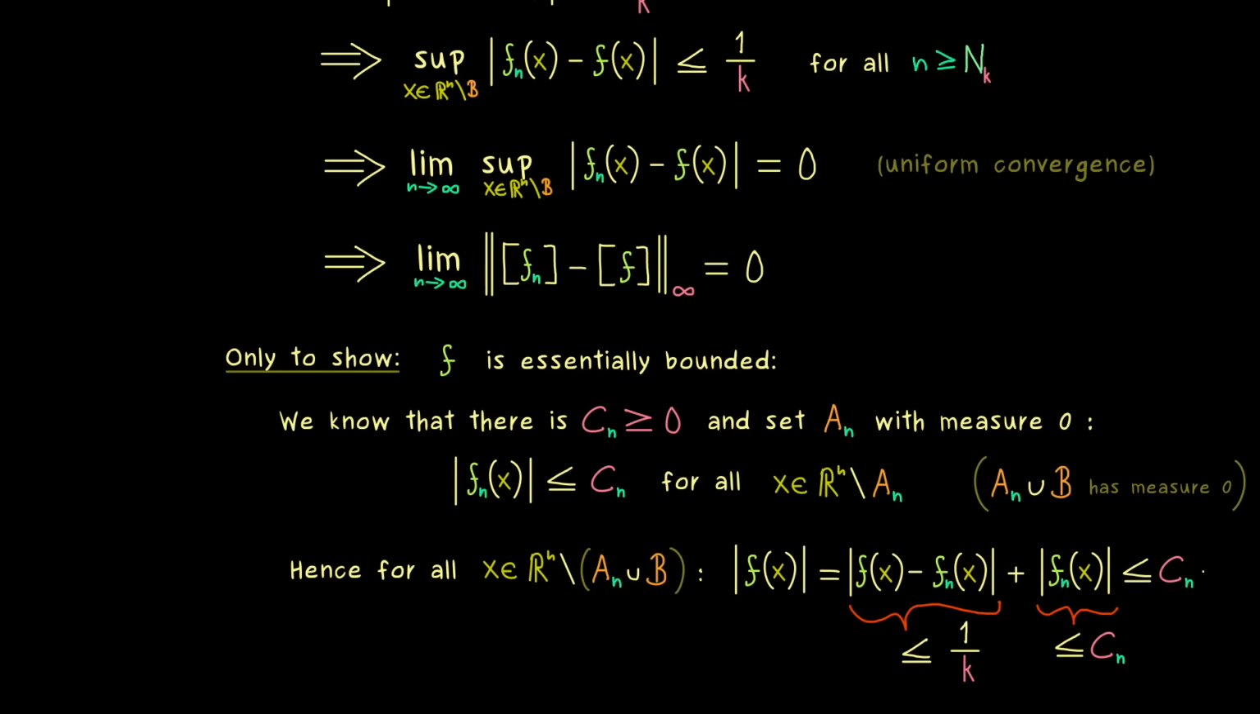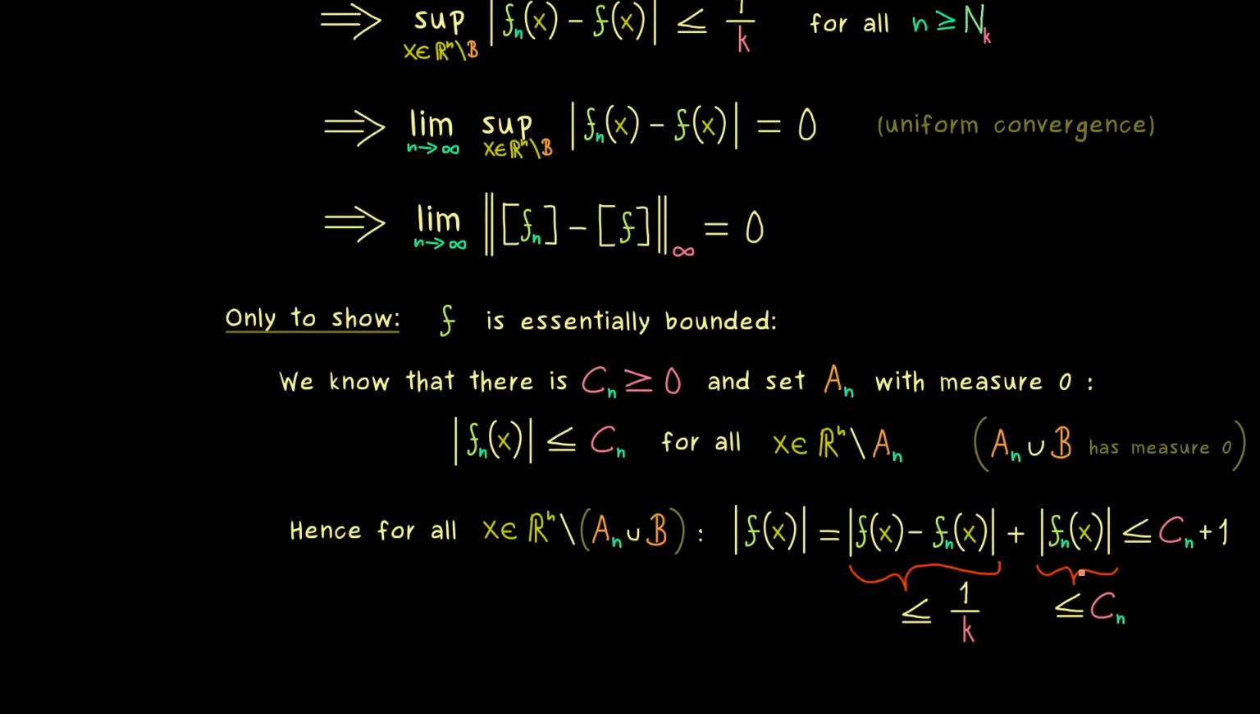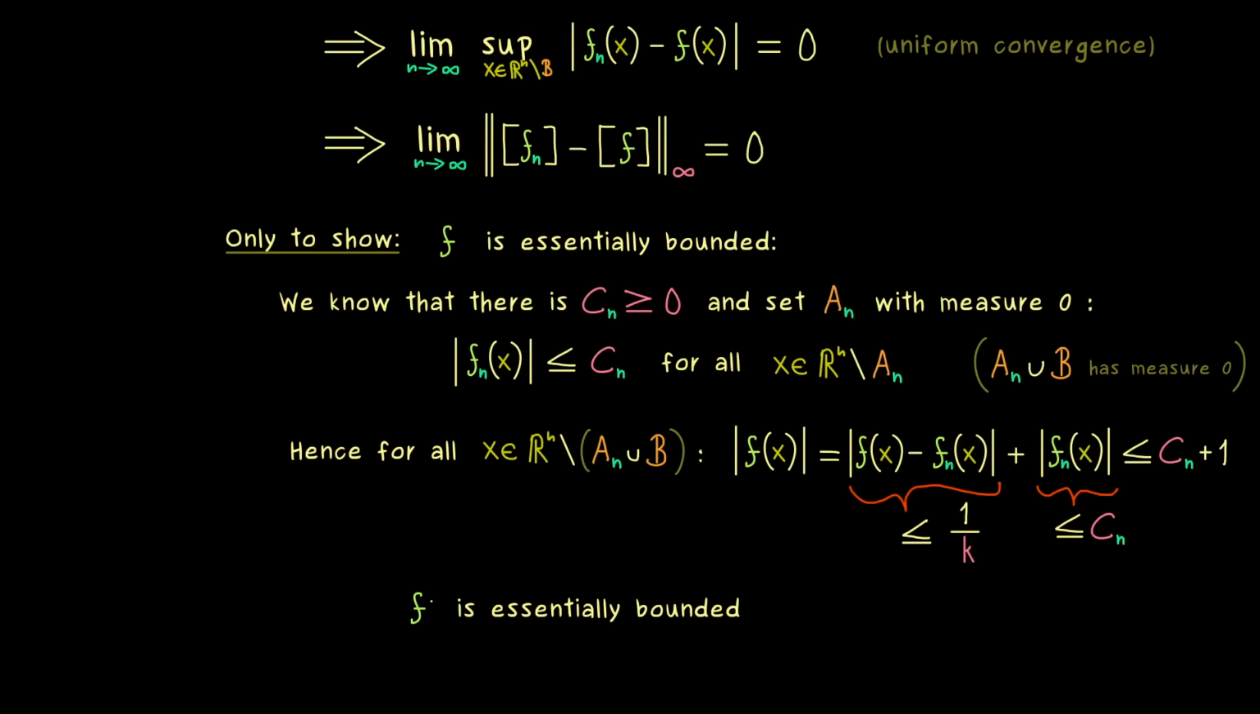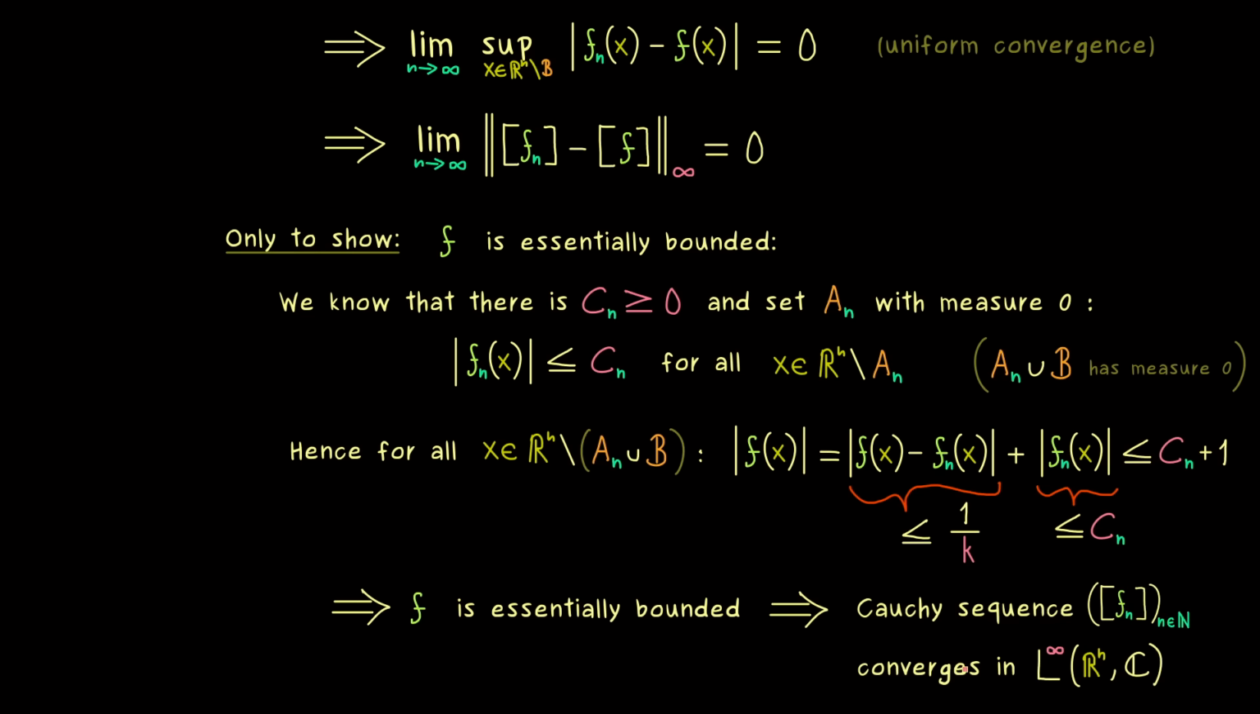So for example, to make it simple, we can just take it as Cn plus 1. How large the bound is not important, it's just crucial that we have one. Because that means that f is essentially bounded, so it lies in L infinity. And then this tells us that the equivalence class is exactly the limit of our given Cauchy sequence. So in summary, the nice result that we get is that any Cauchy sequence in L infinity converges in L infinity. It has a limit in the same space, and this makes the space complete.